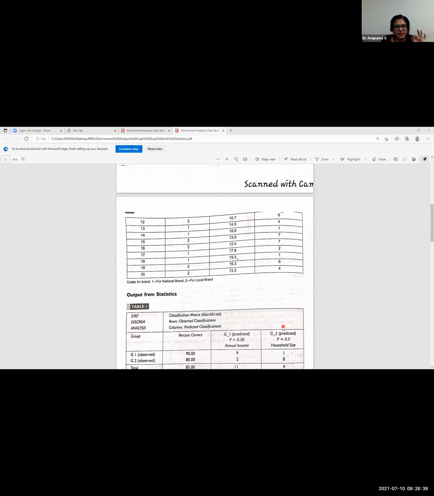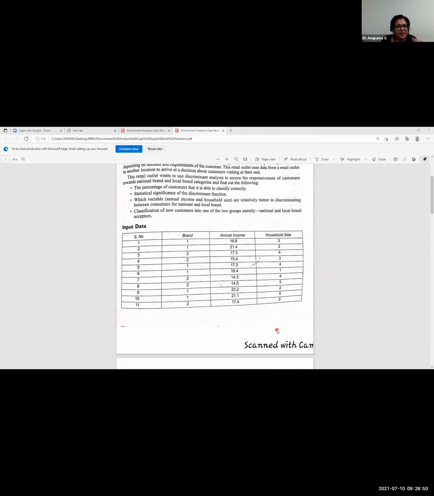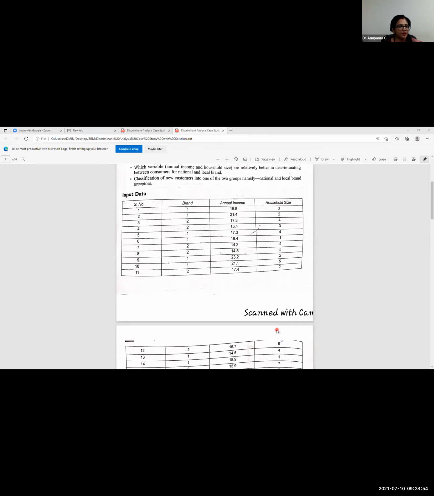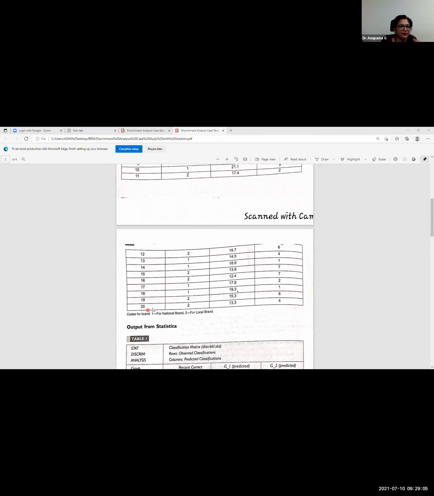Input data. So in this case study, there is a sample data which is given, based on which classification of customers will be done using discriminant analysis. How many sample data has been shown in this case study? So what you see here, input data example is given. I hope all of you are able to see that. The test screen says that yes, you're able to see that. So there are some data given, serial number 1 to 20, right?